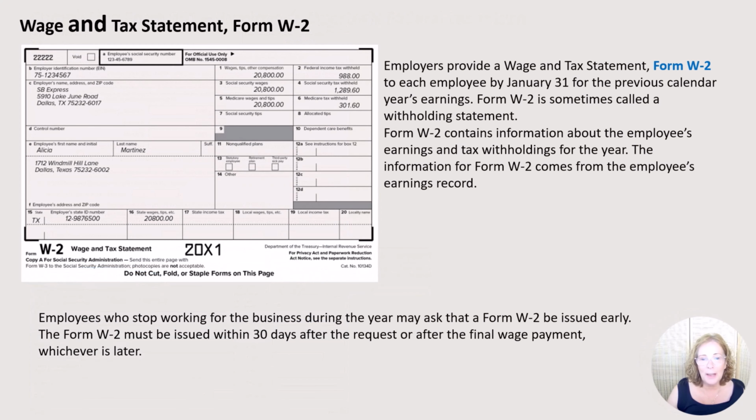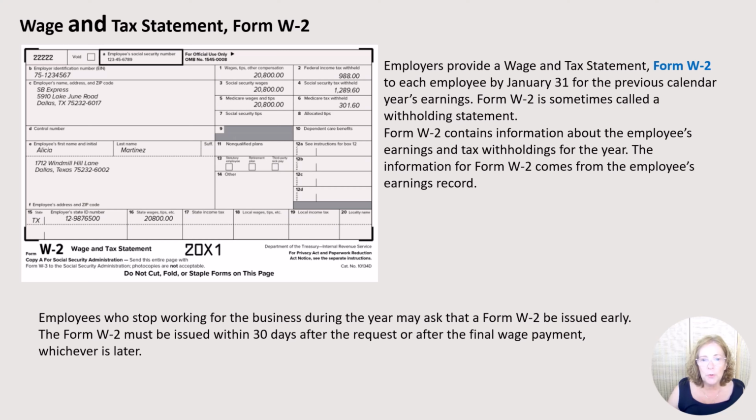At the end of the calendar year, employers summarize all payroll records for the year and provide the wage and tax statement, also known as Form W-2, to each employee by January 31st of the following year. Form W-2 contains information about the employee's earnings and tax withholdings for the year. The information for Form W-2 comes from the employee's earnings record.